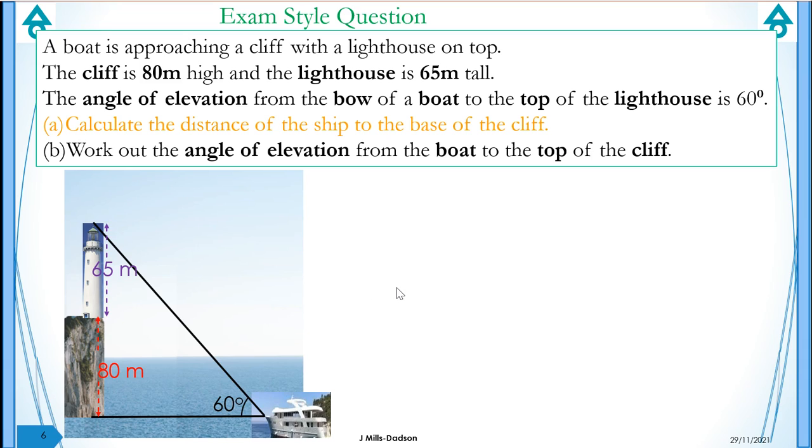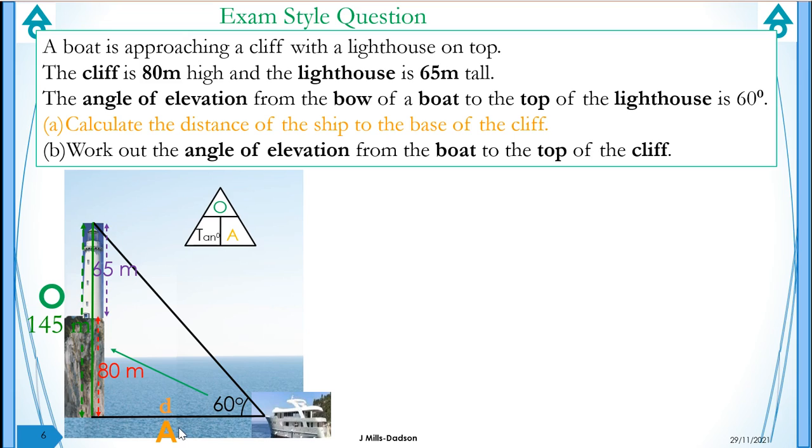And we are supposed to work out the distance from the base. So we want to work out this. First, we know this distance, 80 and 65, that is the cliff and the lighthouse together, makes 145 meters. And we're supposed to work out the distance. So that's a right angle triangle, as you can see. So we can label it, given this angle. This is the opposite side, and that is the adjacent side.